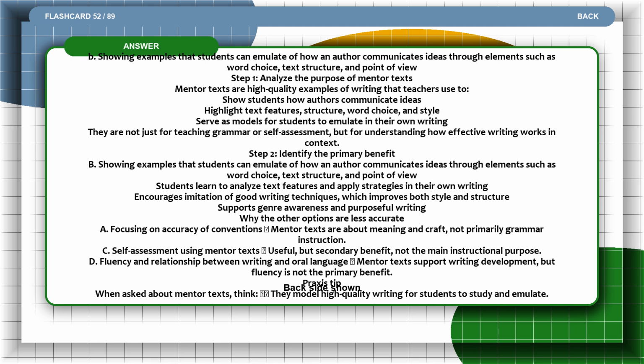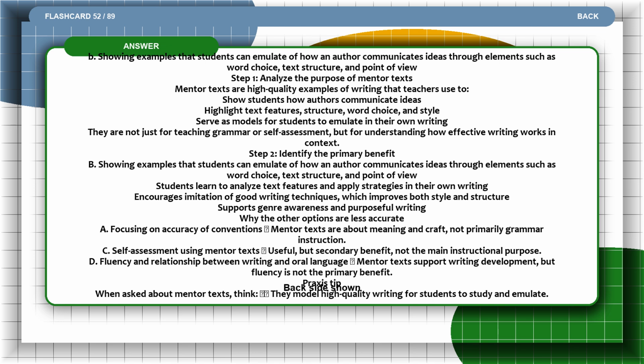Step 2. Identify the primary benefit. B. Showing examples that students can emulate of how an author communicates ideas through elements such as word choice, text structure, and point of view. Students learn to analyze text features and apply strategies in their own writing. It encourages imitation of good writing techniques, which improves both style and structure. It supports genre awareness and purposeful writing, while the other options are less accurate.